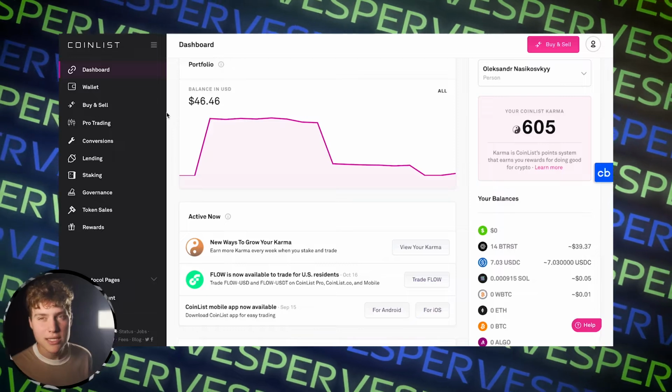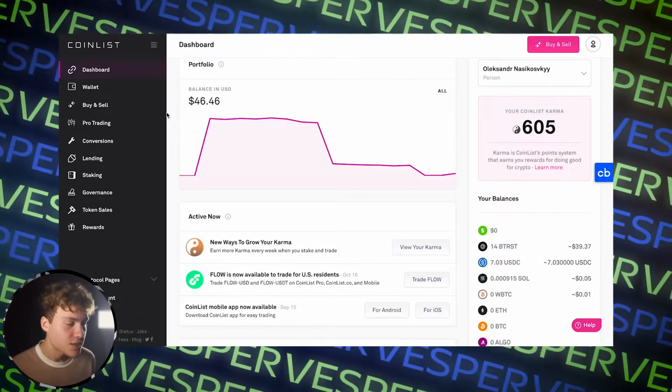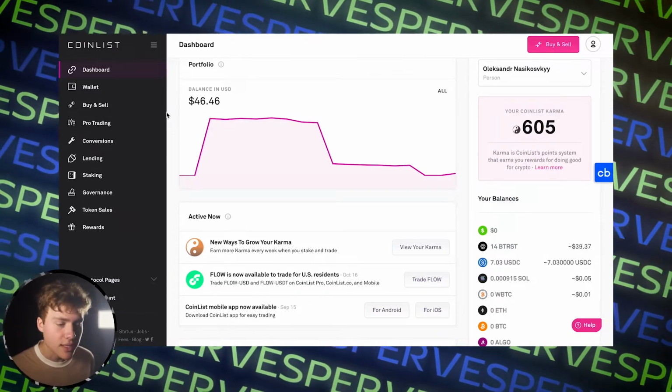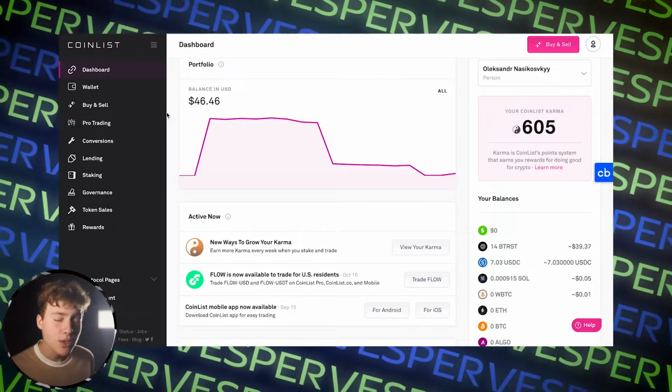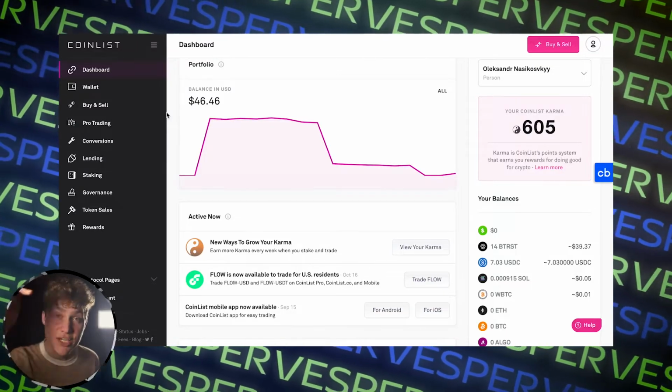And right now, I would say it's the only place where you can do ICO, considering that it's quite big. It gives really good marketing to the project, and overall, it's not difficult to participate. So definitely check out CoinList.